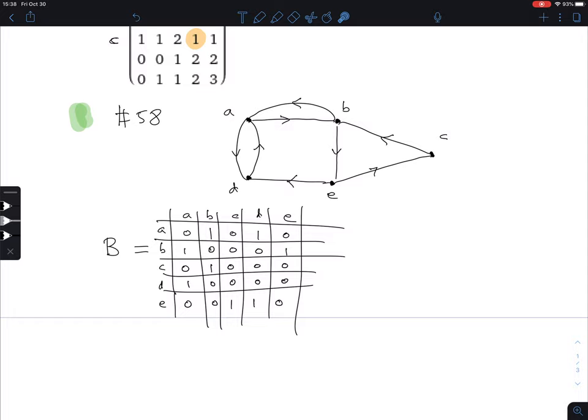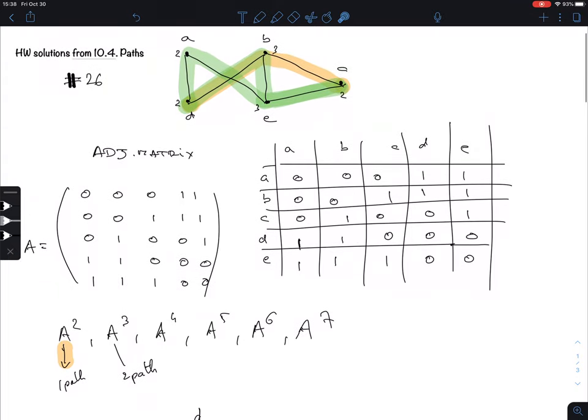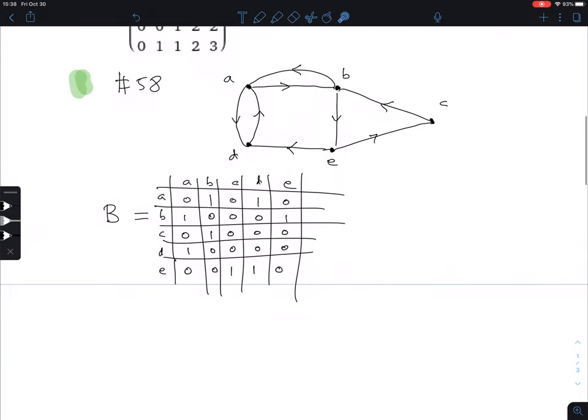In an undirected graph, the sum of the ones is exactly the degree: 2, 3, 2, 2, 3. It doesn't matter whether you calculate it this way or that way, because of symmetry. Here we have different in and out degrees. But that's not what the question is.